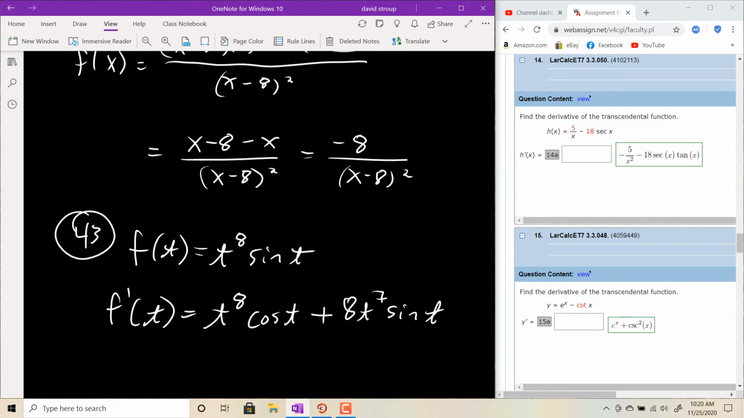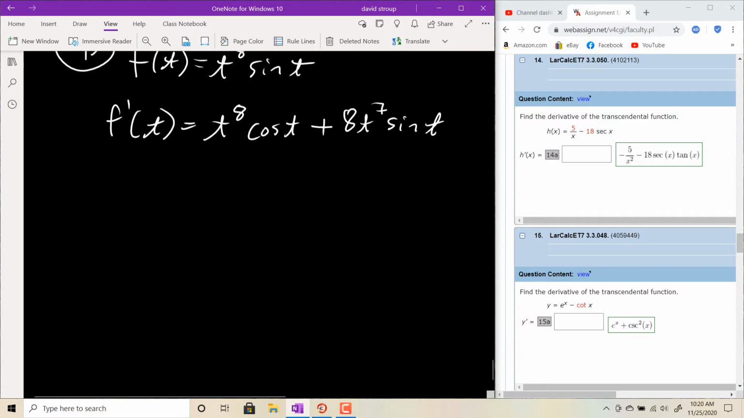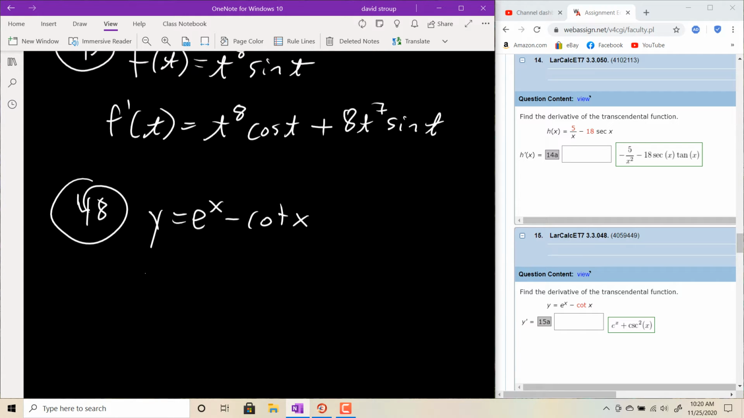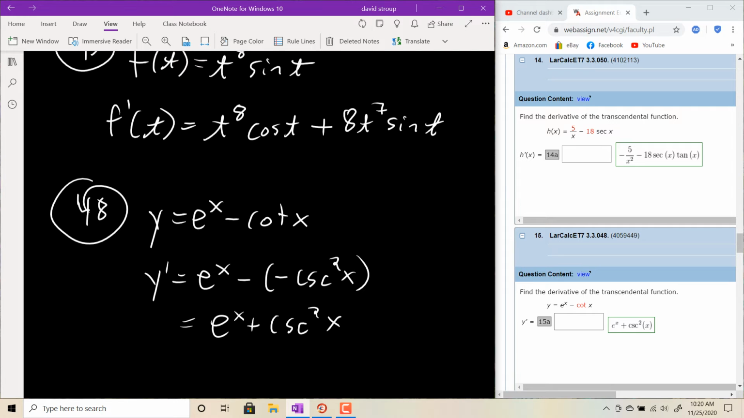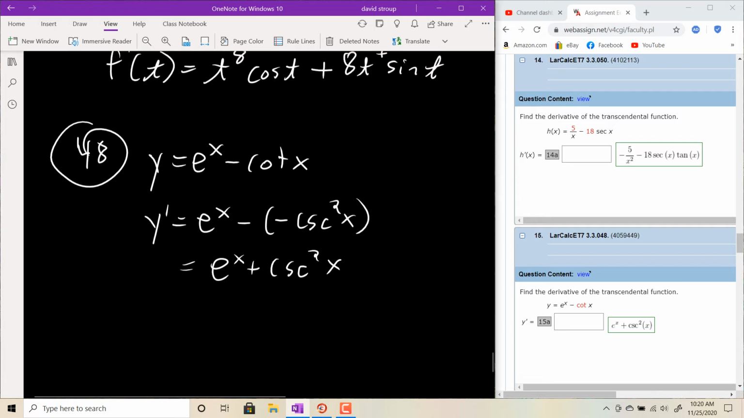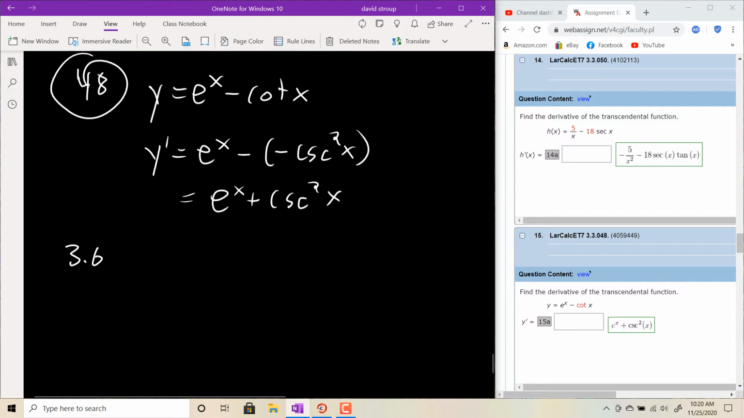Okay, so let's make sure you know all the derivatives of the weird ones. So, here's number 48. Y equals e to the x minus cotan x. So you should know the derivative of cotan. Y prime is e to the x minus negative cosecant squared x. And then that'll just be e to the x plus cosecant squared x. Okay, great. So, quotient rule, product rule. Then the last section I want to look at in chapter 3 is the chain rule. In 3.6 we're looking at 17 to 41 odd.